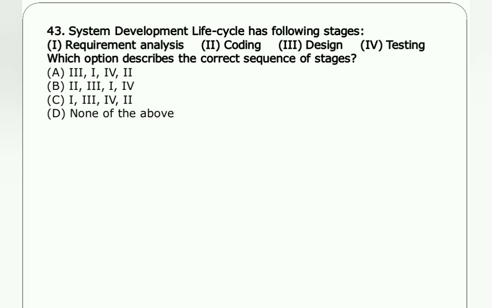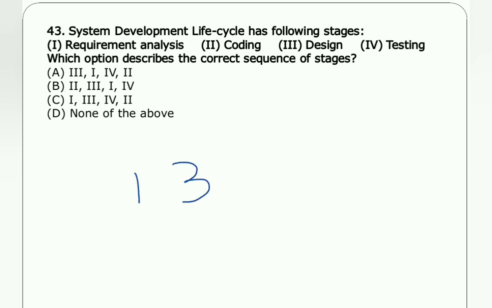The system development lifecycle has the following stages: requirement analysis, coding, design, testing. So which option describes the correct sequence of stages? First we have to gather the requirements, followed by design, coding and finally testing. So the sequence is not given here, that is none of the above.